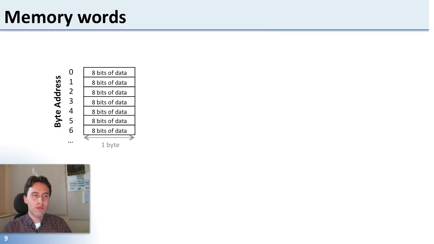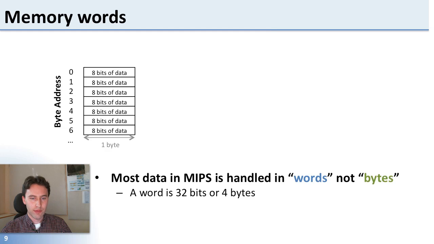So now we're going to talk about memory words. I just showed you a picture of memory, which is a nice one-dimensional linear array of bytes. This is very convenient, except almost everything in MIPS accesses data in more than 1 byte at a time. Most of the data is accessed in words, and a word is 4 bytes or 32 bits of data. So the view that we were just talking about before is the byte addressable view of memory, where each address points to a unique byte in memory.